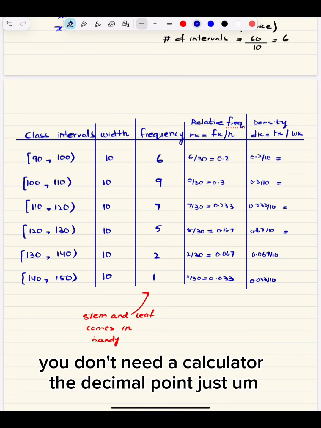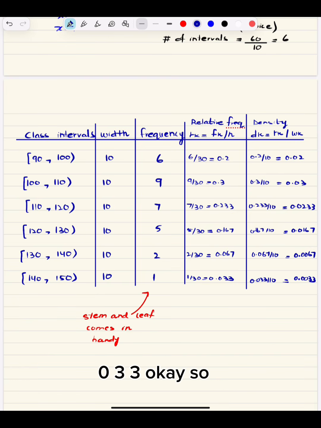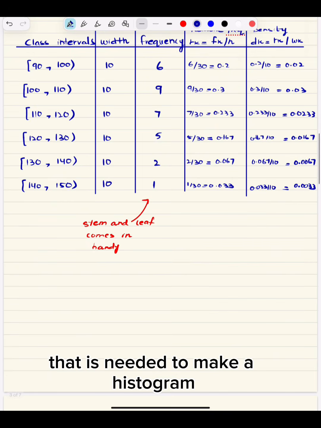You don't need a calculator. The decimal point just decreases, sorry. 0.0233, 0.0167, 0.0067, 0.0033. Okay, so now we have the whole information that is needed to make a histogram.